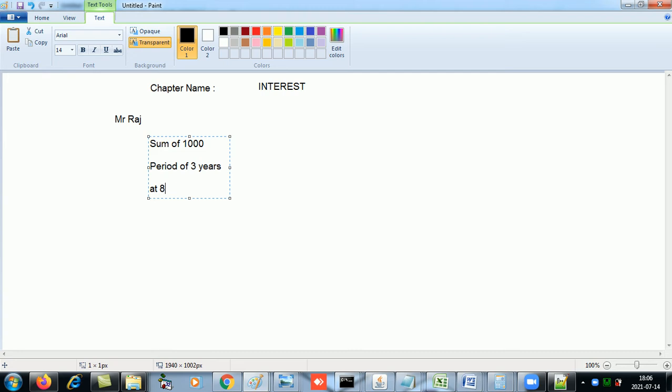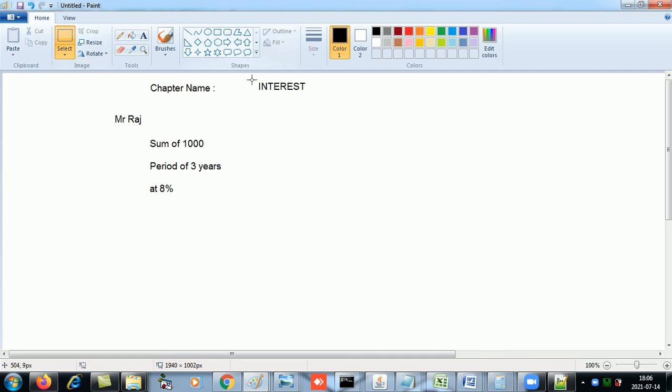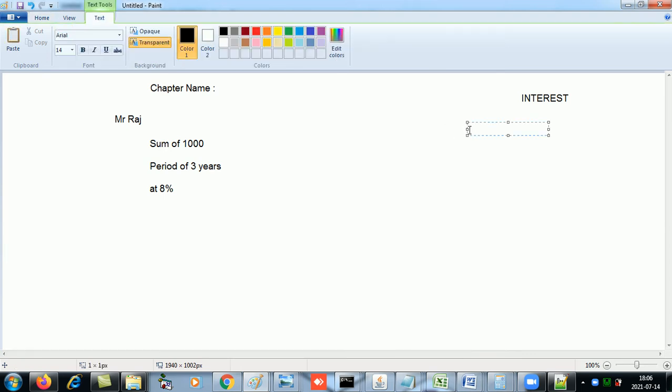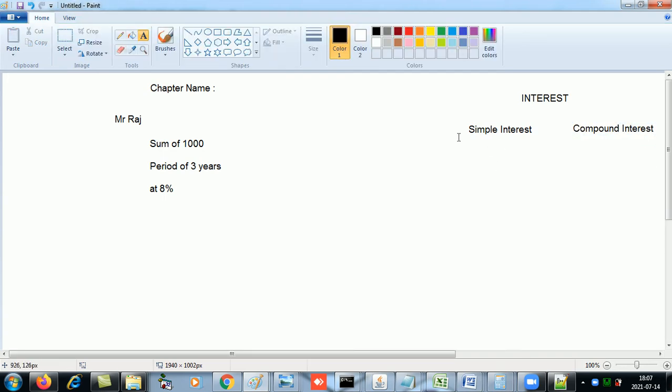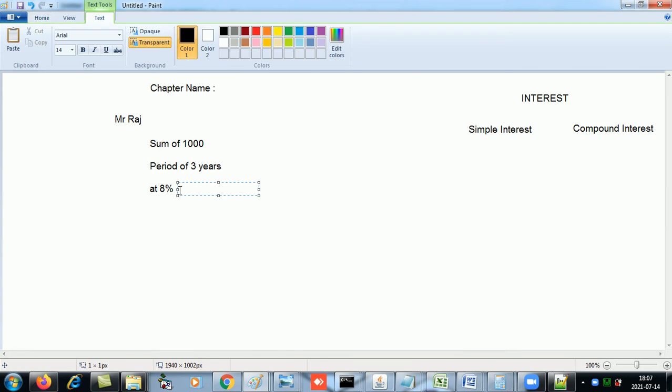Now there are two types of interest: simple interest and compound interest. So you have to bear in mind simple interest, and the second type of interest is called compound interest. We'll try to study both in this chapter. First we'll finish simple interest. So 8% simple interest.